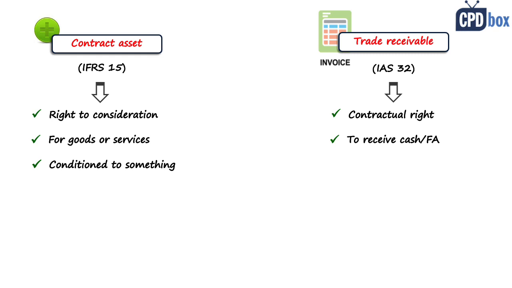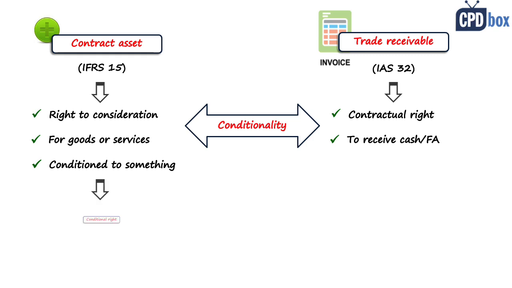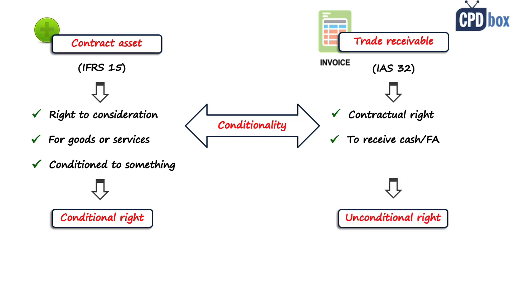So you can see from these definitions that the main difference between the contract asset and a trade receivable is conditionality. Contract asset is a conditional right, while a trade receivable is an unconditional right. And let's omit the passage of time for the purpose of these explanations. Okay, you might think, but what the heck does that actually mean? When should you account for a contract asset and when for a trade receivable?